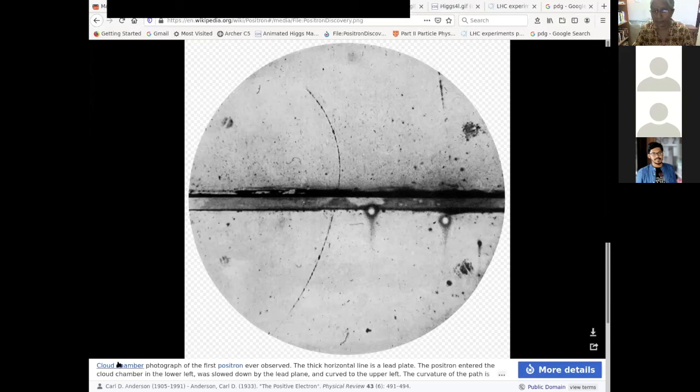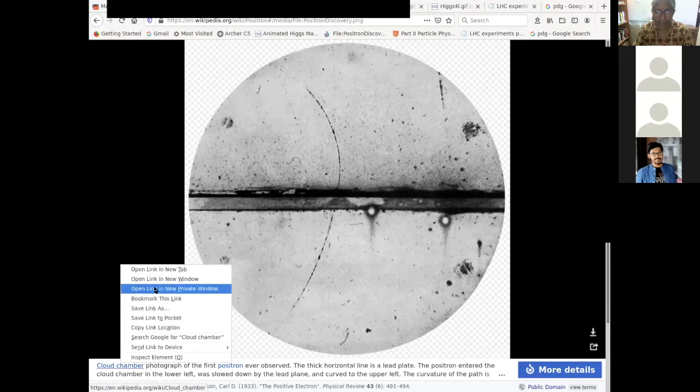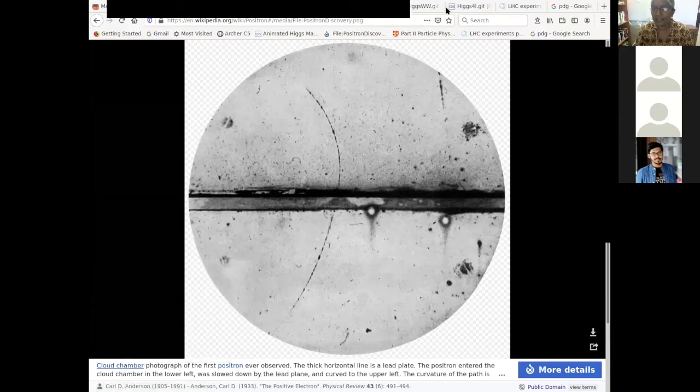So here you can see, I can click on it, and I can ask it to open in a new tab, and at some point we will look at the tab and see what it says. Okay, because I just want to move on from there.